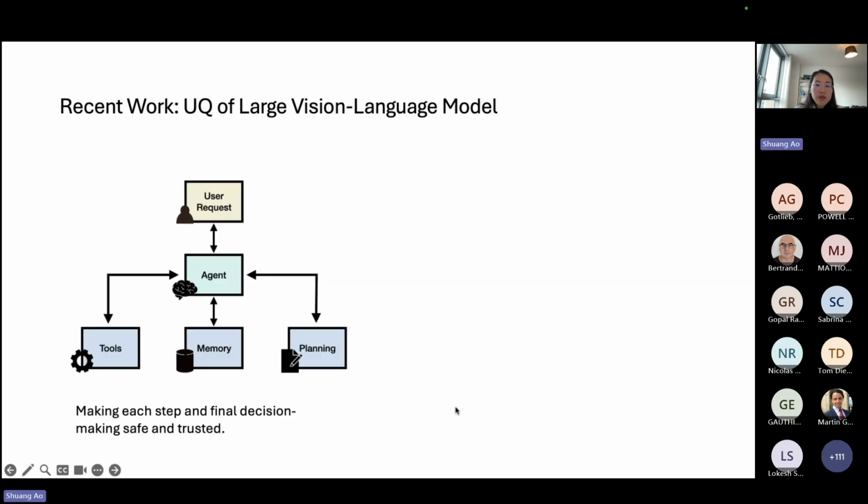So for our recent work in our lab, one work we are doing is we try to build this large language model based multi-agent system. Because our work is mainly to make the AI system more responsible, for each step of this agent, such as the RAG system in the memory, or in the planning, or in the final decision making, we will implement all these uncertainty quantification methods to make it more responsible and trusted.